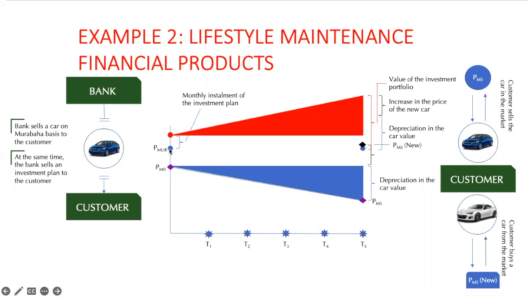So the bank charges the customer PMUR, the Murabaha price. And of course, this vehicle would depreciate over this period of 5 years. The investment plan monthly payment would be this much, the difference between this red dot and this blue dot. And over a period of 5 years, this would be the increase in the value of the investment plan. Hence, there would be this much money available in the investment plan portfolio at the end of 5 years.